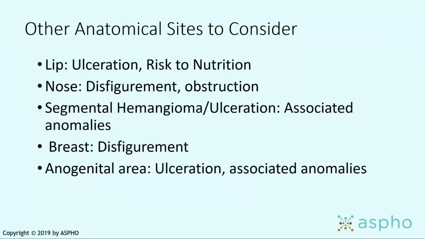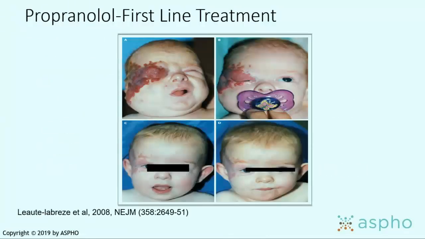Obviously, we talked about segmental hemangiomas and the associated syndromes and the possibility of ulceration. Hemangiomas around the breast can absolutely cause disfigurement as that child gets older, especially if it's a female. And in the anogenital area, that's a high risk for ulceration. So those hemangiomas should be treated right away.